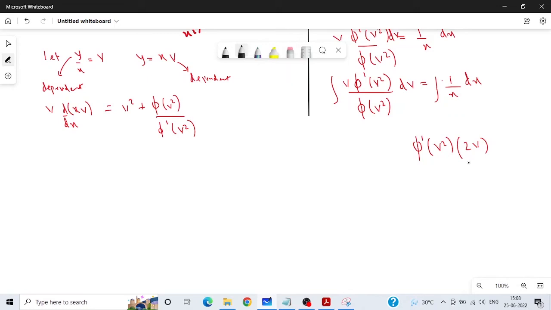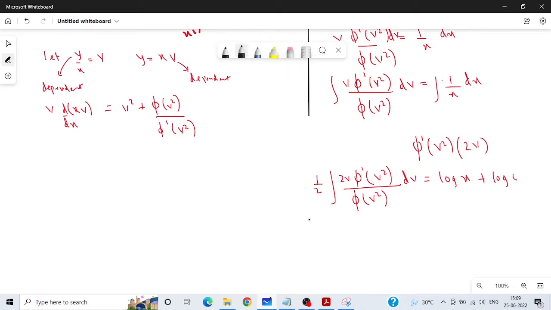So as we can see, the denominator derivative can be adjusted in the numerator by multiplying and dividing by 2. So we get 1 by 2 times integration 2v phi dash of v square upon phi of v square dv is equals to 1 by x integration, which is going to be log x. And since on the left hand side the answer is going to be log of the denominator, we can write our constant as log c.